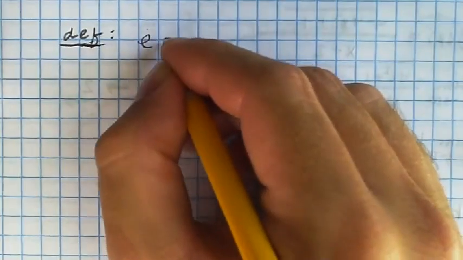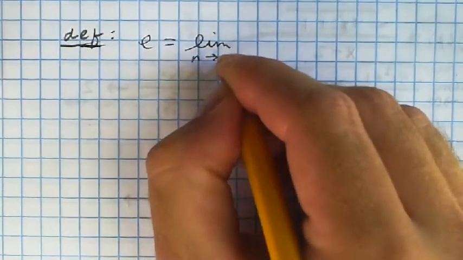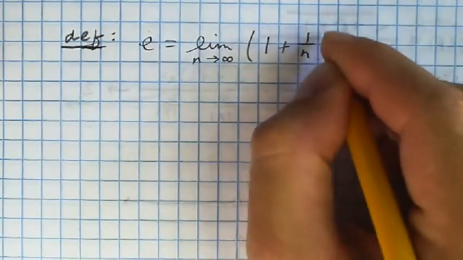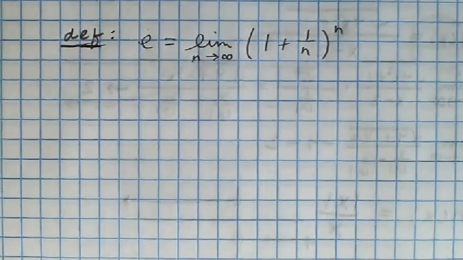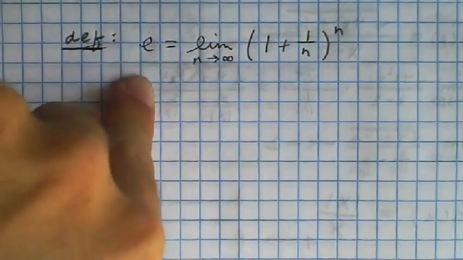But I'm going to define this as the limit as n goes to infinity of 1 plus 1 over n to the nth power. I'm not going to prove this for you, it's a definition. It's also possible to consider, some people would call this 1 plus p to the 1 over p power as p approaches 0 from the positive side, I believe.